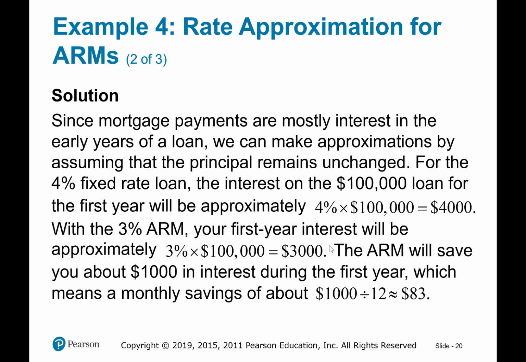For the 4% fixed rate loan, the interest on the $100,000 loan is going to be approximately $4,000. So you just take 4% of 100,000, and that's going to be your first year interest. With the 3% ARM, your first year interest is going to be $3,000. So right away you saved $1,000 the first year going with the ARM. Now, if we divide that by 12, that's approximately $83 a month savings. Okay, that's the monthly savings.